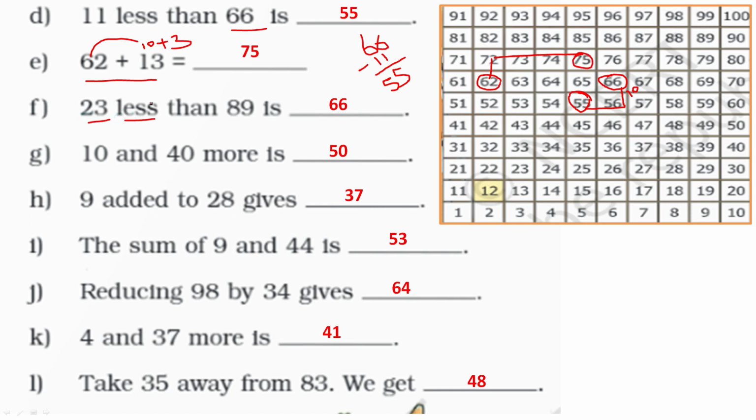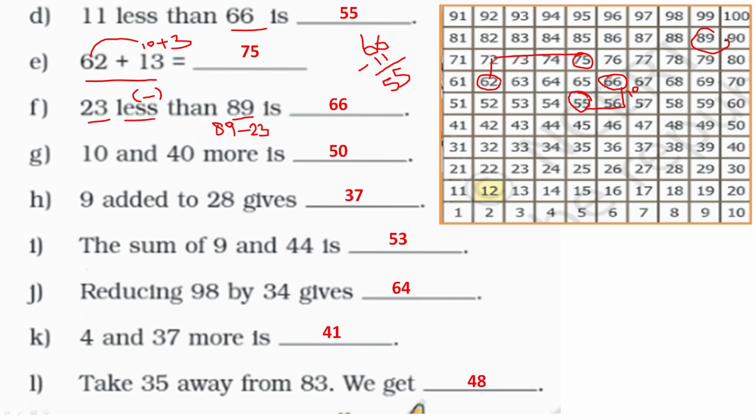23 less. Less means subtract. 23 less than 89. So 89 minus, less means minus, subtract 23. So the answer is, first using the grid, go to 89. Where is 89? Here, 89.